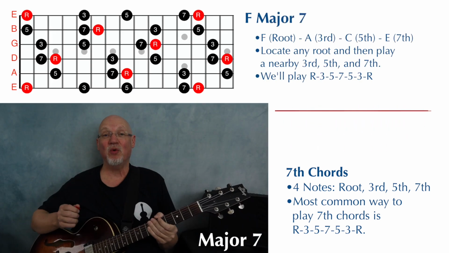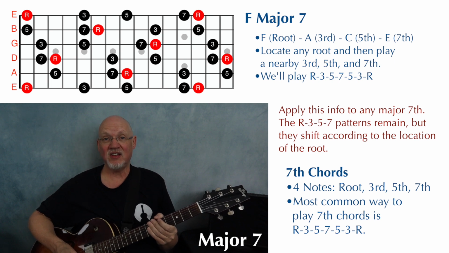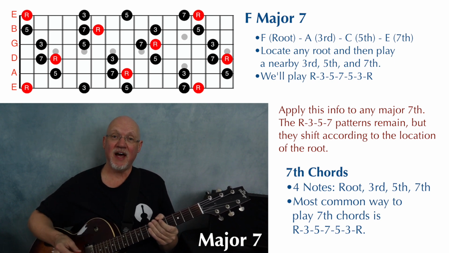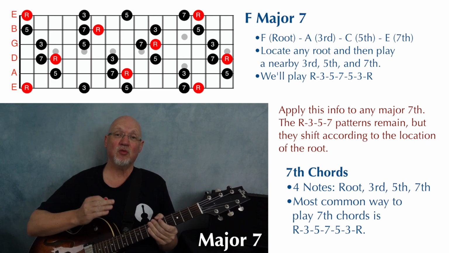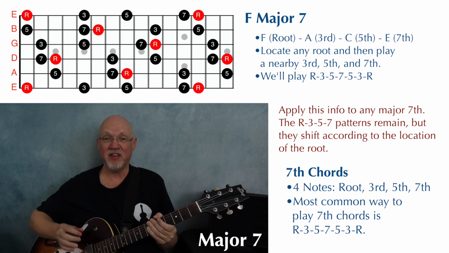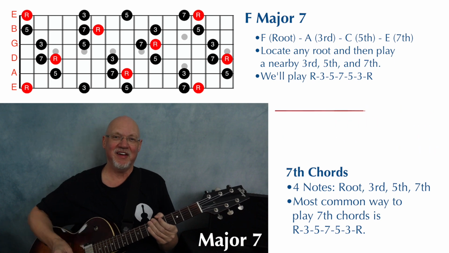You can do the same thing with any root note. So now we're looking at a whole bunch of Fs, As, Cs, and Es, which make up an F major 7. The patterns are the same, they've just shifted because we've shifted our root note, but you play them the same way. You locate an F root note and then play a nearby 3rd, 5th, 7th, and back down.